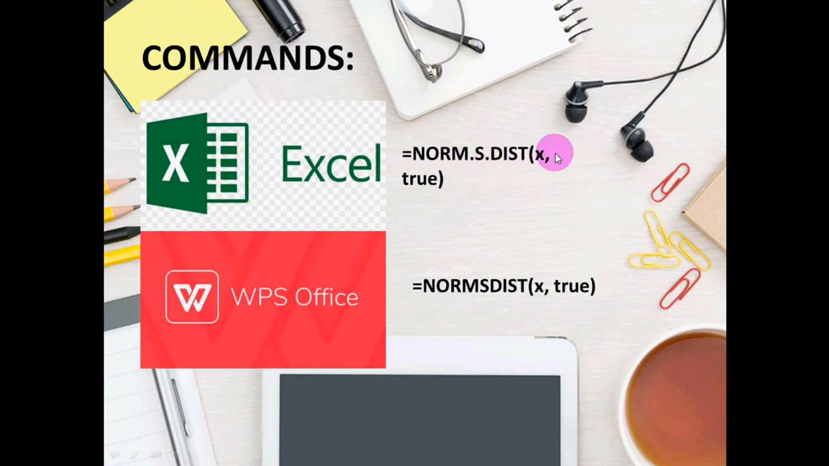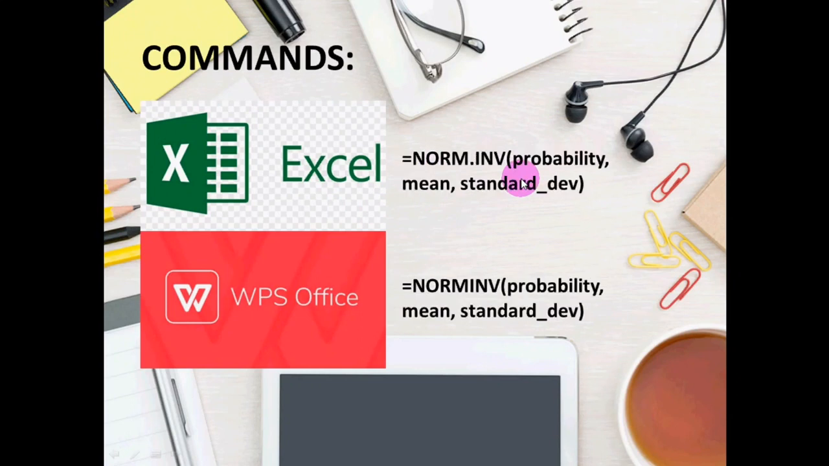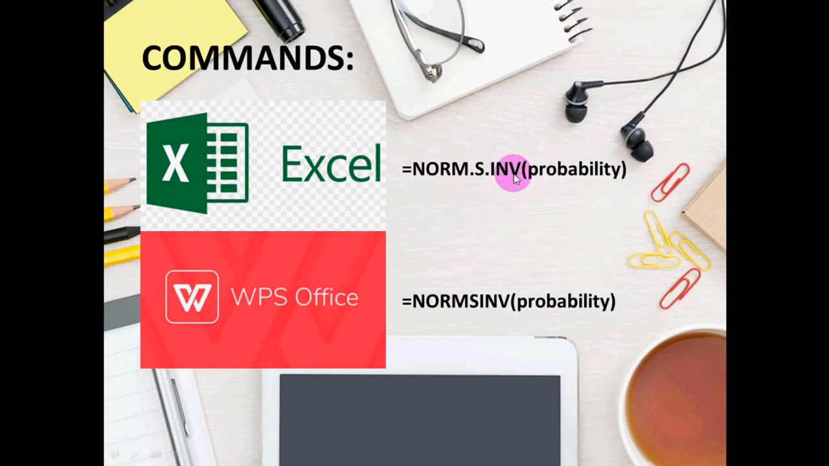And this is for computing the value of a, given that the area to the left side of it is given. And this is the special case wherein the distribution is standard normal. It means the mean is 0 and the standard deviation is 1. So that's all.